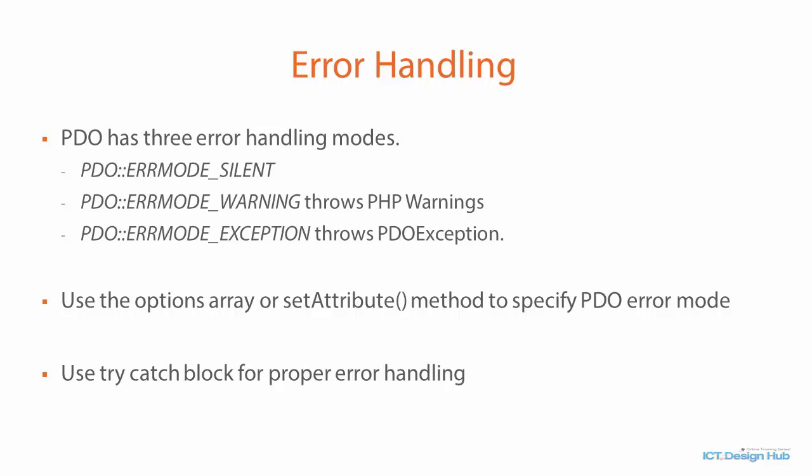The next mode is the error mode warning. This basically just throws a PHP warning. And the last one, which is the preferred method, is the error mode exception. This basically is going to throw a PDO exception, which we can then catch in our try catch block. In order to specify an error mode for PDO, we can do this in the options array like we did for the attribute persist in the previous lecture, or we can use the set attribute method to specify a specific mode for PDO error handling.